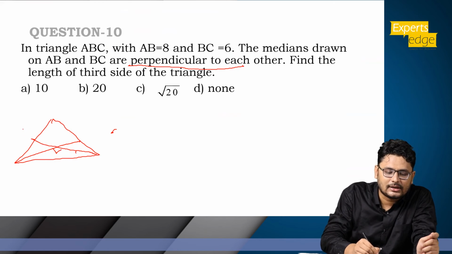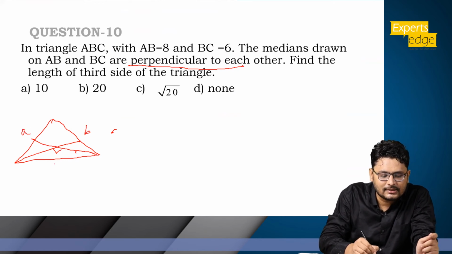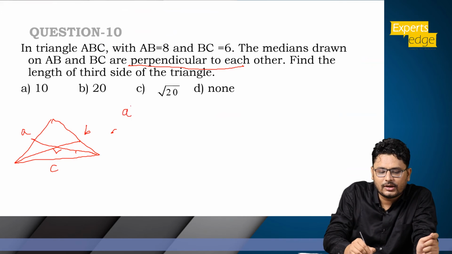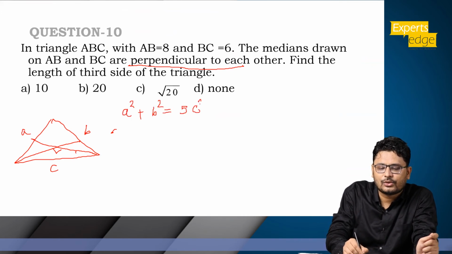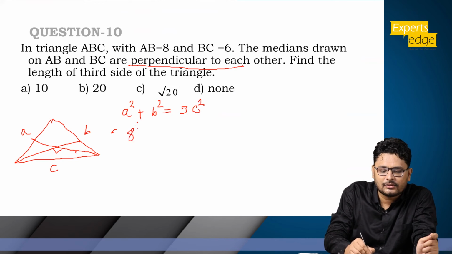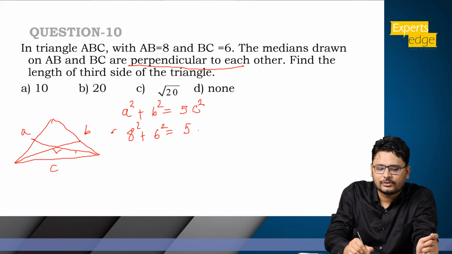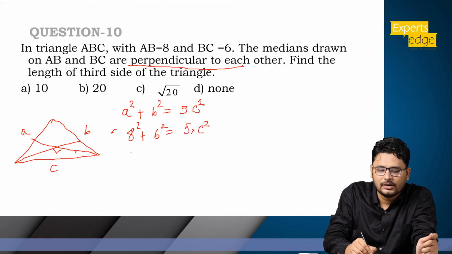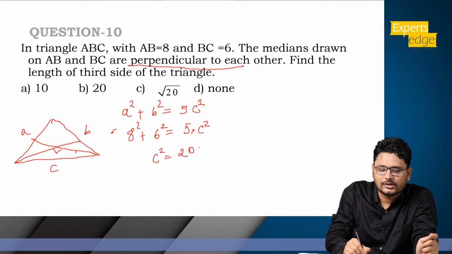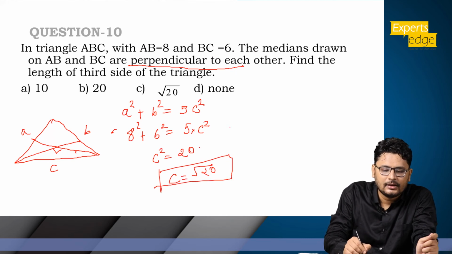What was it? This is side A, this is side B, this is side C. So A square plus B square should be equal to 5 times C square. So 8 square plus 6 square should be equal to 5 times C square. What will come? 100 by 5, that is C square equals 20, and what he is asking is C. C is root of 20, right? And I guess he is asking only the length of the third side. Yeah, so root 20 is the correct answer.